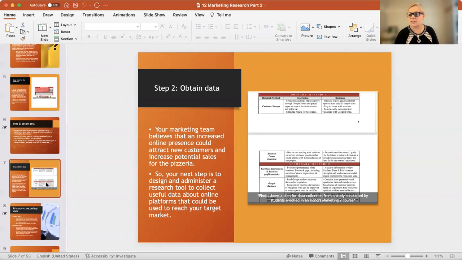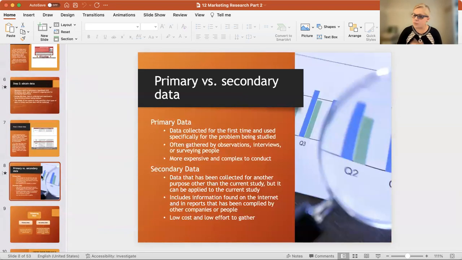So our next step is to design and administer a research tool. And we call them tools. It's not necessarily a survey. There's a whole bunch of different things that we can use in order to collect data about this. So this is where we go back to what we've talked about before, primary versus secondary data. Just a quick update again. Primary data is data that is collected for the first time. It is unique to us. It's used specifically for the problem being studied. Oftentimes we're using observations, interviews, or we're surveying, but we are the ones creating the survey, and it is about our specific problem at hand.